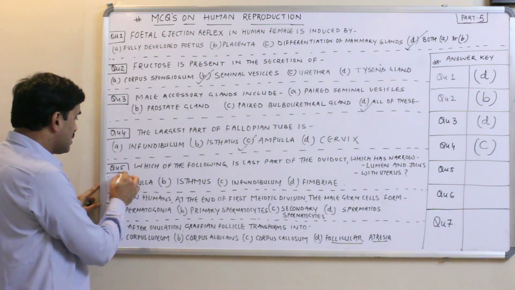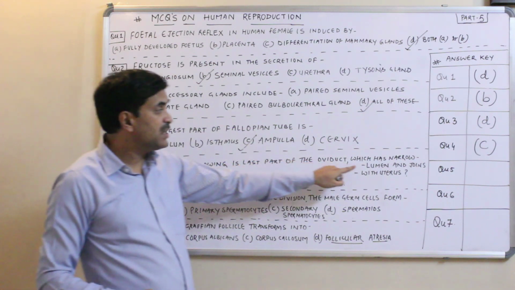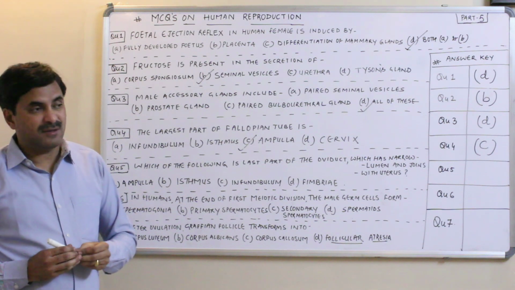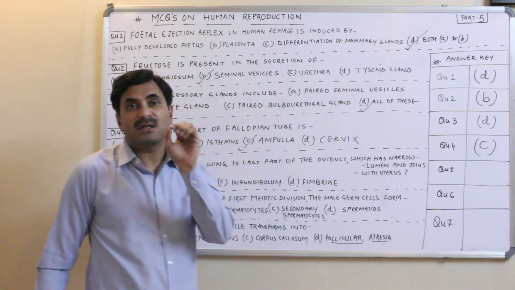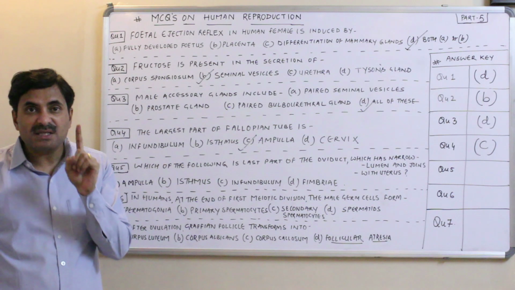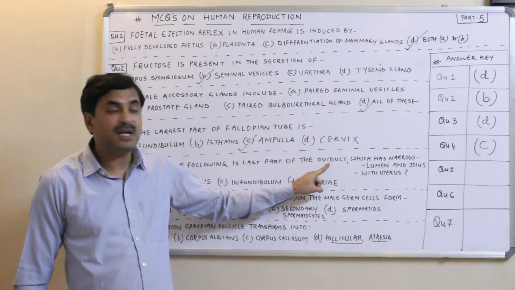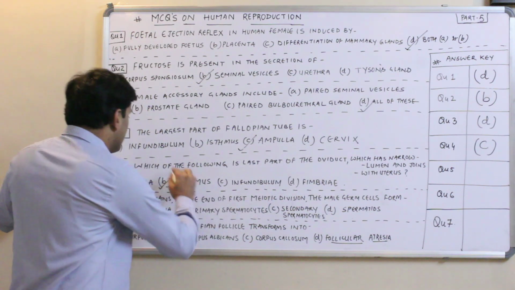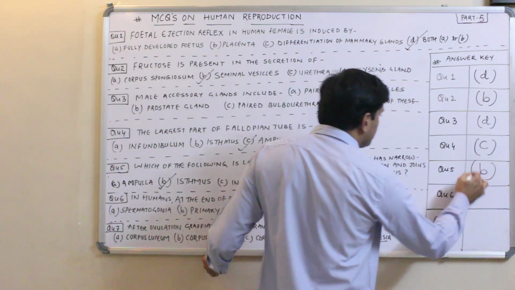Fifth question. Which of the following is the last part of the oviduct which has a narrow lumen, meaning narrow cavity, and joins with the uterus? When we view the diagram of the female reproductive system, we see that the oviduct consists of 3 parts: infundibulum, ampulla, and isthmus. And the isthmus is the last part of the oviduct, which has a very narrow cavity and joins with the uterus. So the isthmus is here. Question number 5, the answer is B.